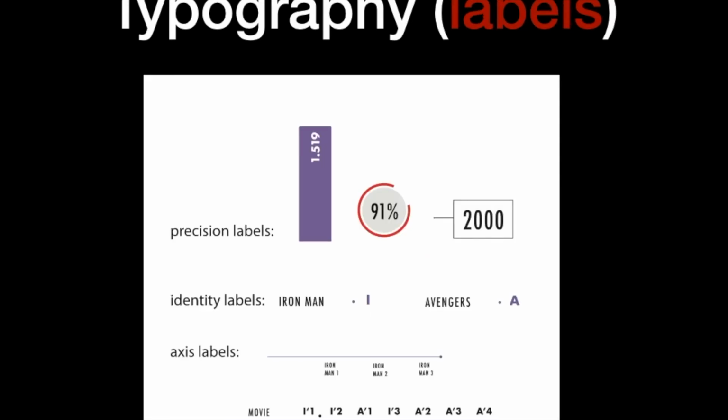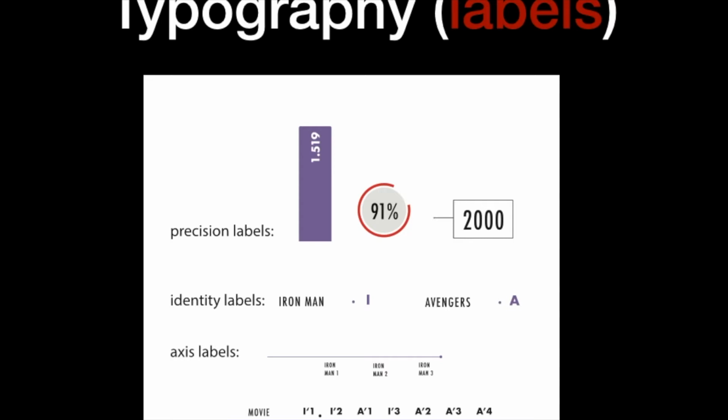Labels are another important part of typography. In my infographic, I mixed the use of labels. There are the precision labels, identity labels, and accent labels. The precision labels stand for those labels that have a precise numerical value represented by a visual element. Look at how I did in this case.